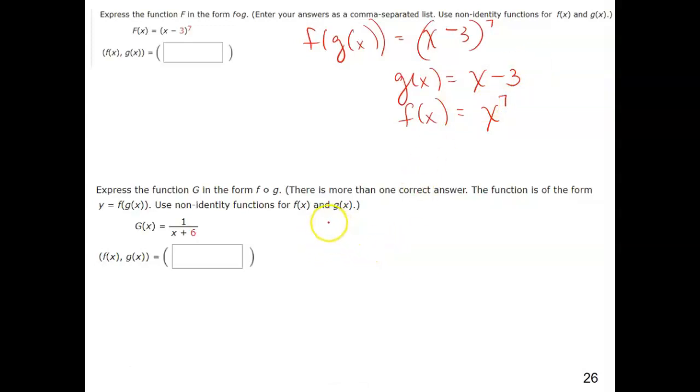Here on this one, again, we're doing the f of g. So on this one, I always like to start with the g function actually. So I'm going to start with the x plus 6, and I want to put that into f. So I'm going to let f be 1 over x. These do not necessarily have unique solutions. So there are other possible answers. This is, I think, the more obvious answer.